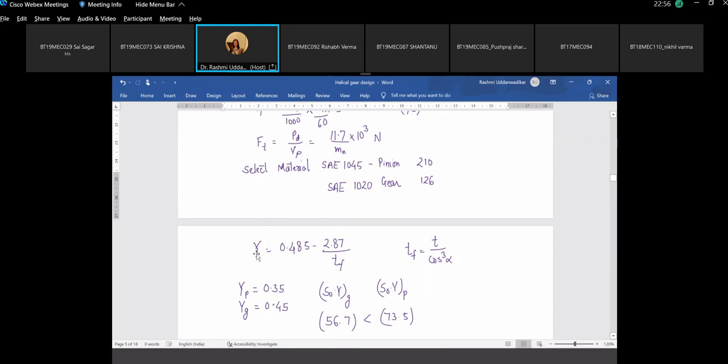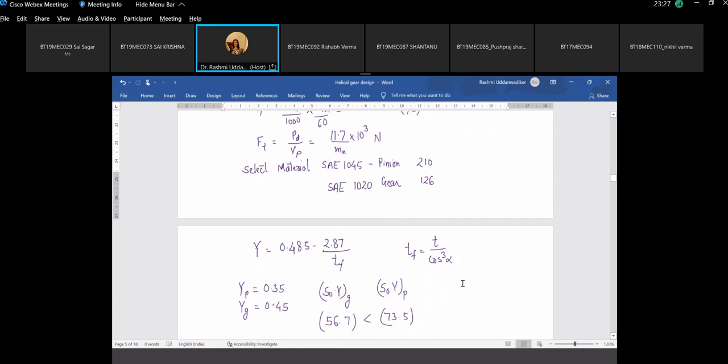For calculating the Lewis form factor, we are using this formula, where this is the formula for a spur gear, not for a helical gear. To make it a spur gear equivalent, whatever number of teeth are given in the helical gear, we divide it by cos cube of alpha. This is the formative number of teeth, where the helical gear is equivalent to a spur gear with that number of teeth. Here it is assumed as 14, and this comes out to be almost 21.